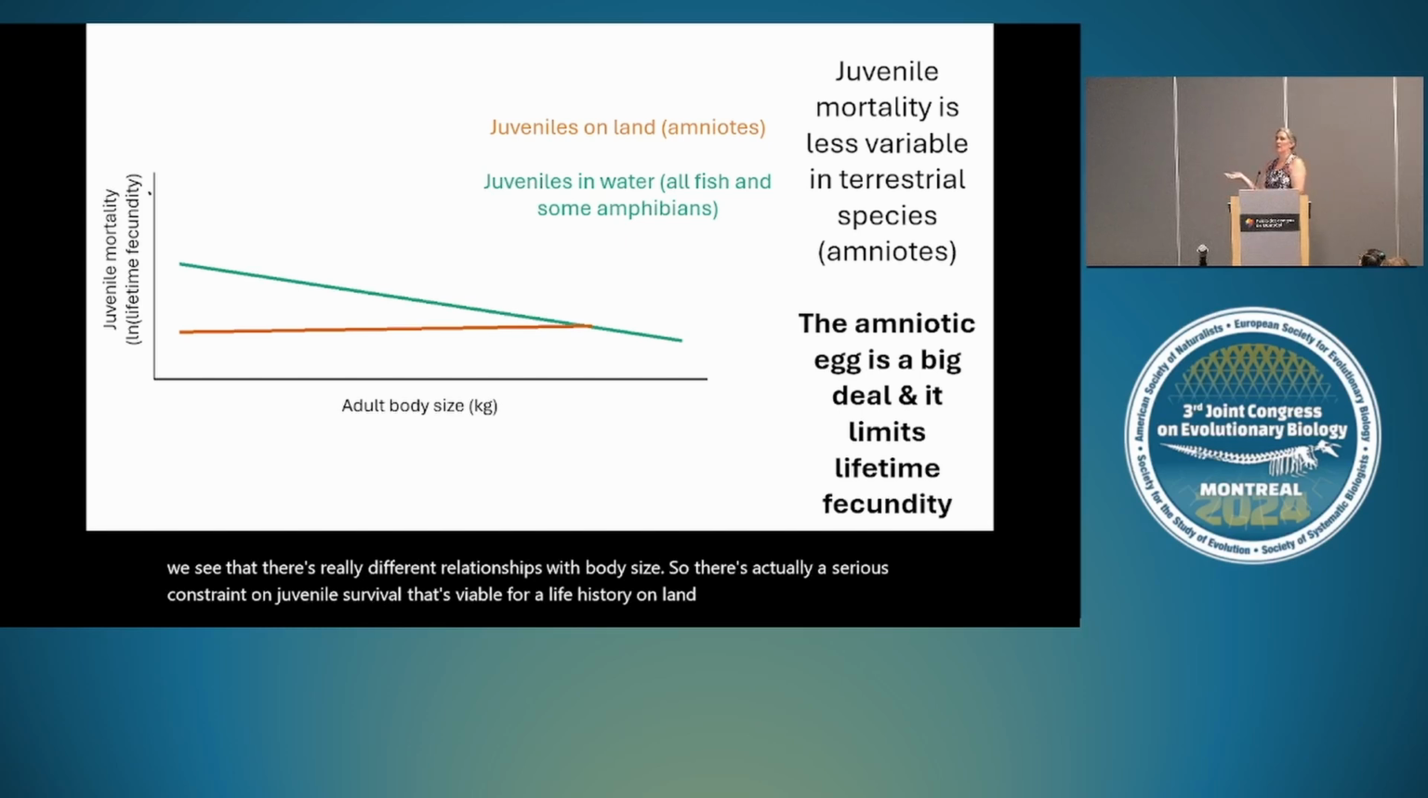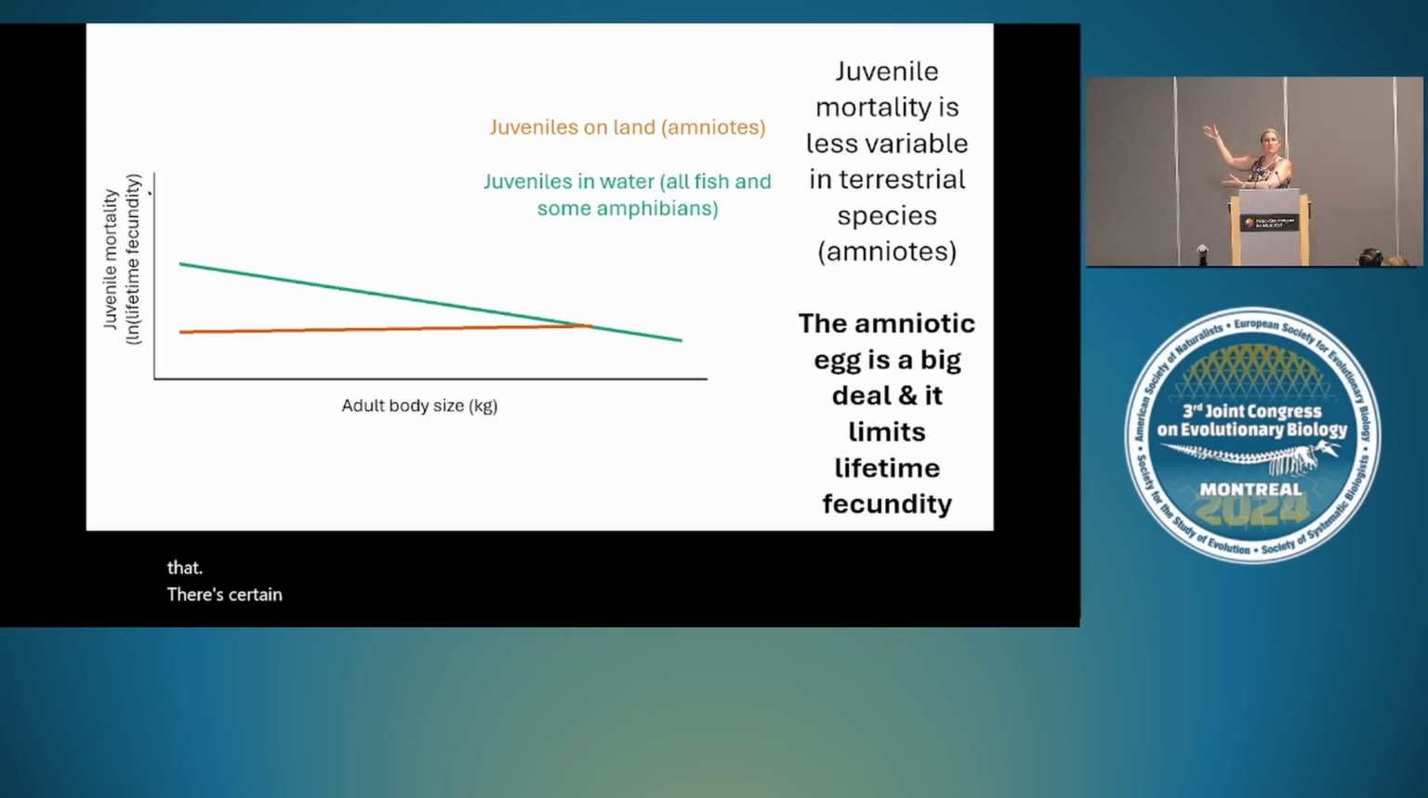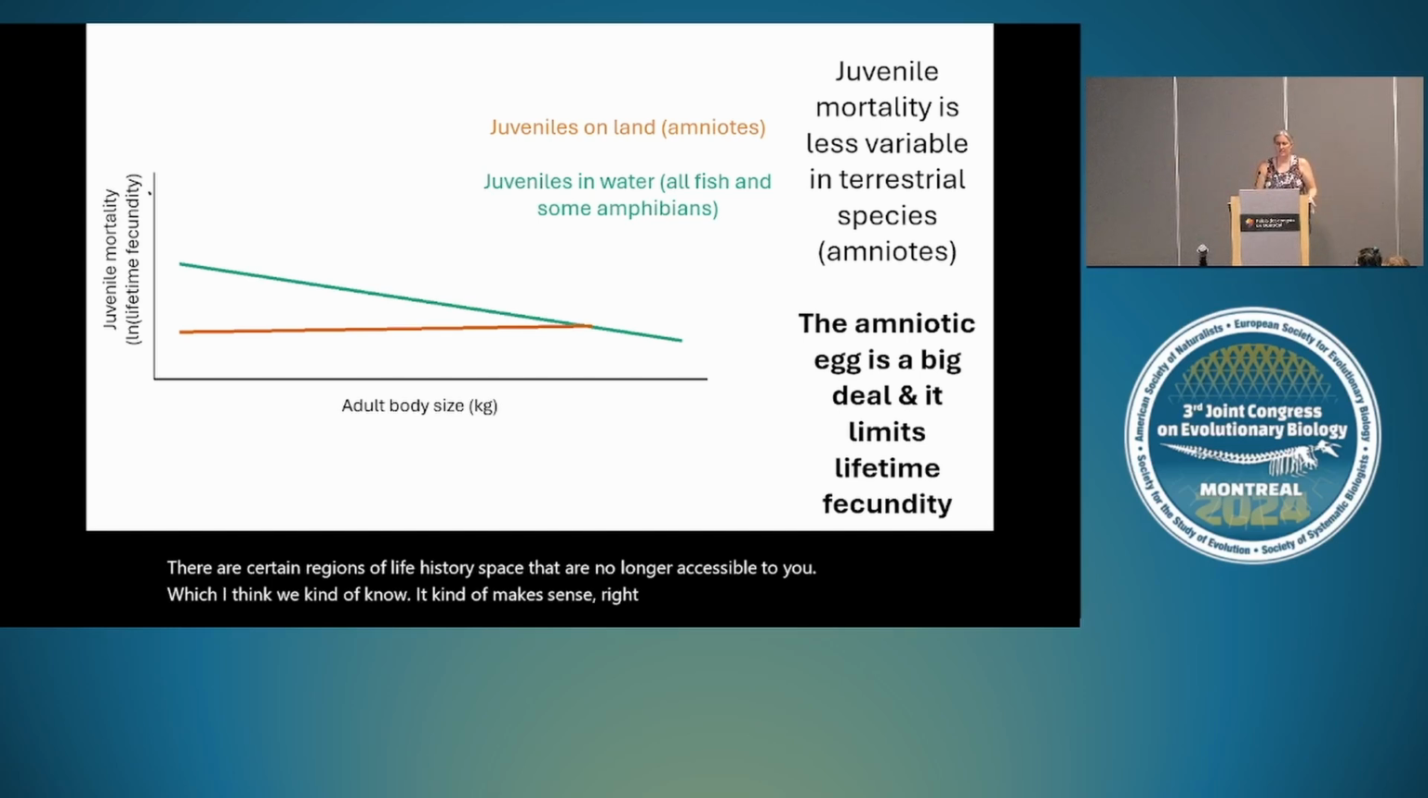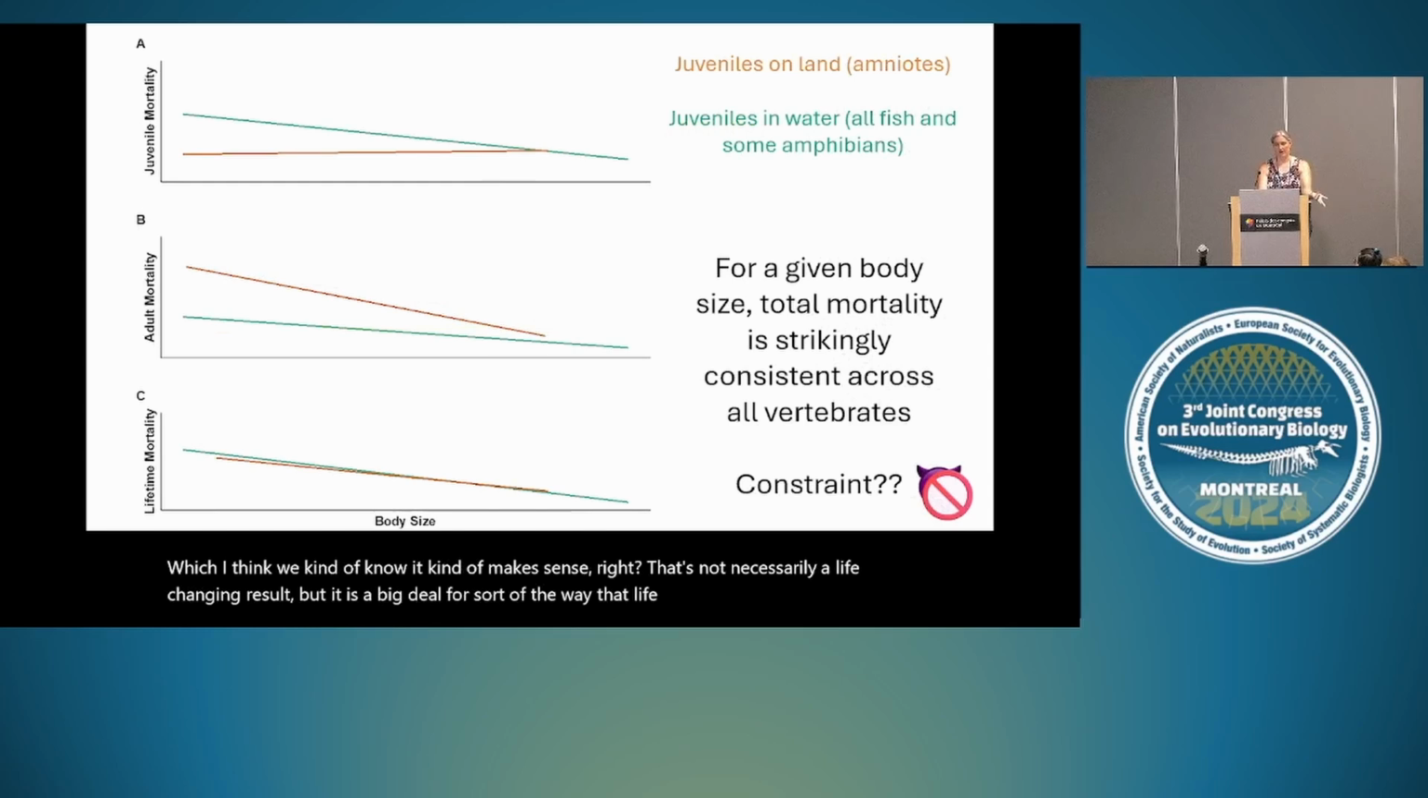That's because of the amniotic egg. If you're going to lay your baby on land or have a baby on land, it turns out that there are certain regions of life history space that are no longer accessible to you, which I think we kind of know. It kind of makes sense, right? That's not necessarily a life-changing result. But it is a big deal for the way that life history space is constrained.